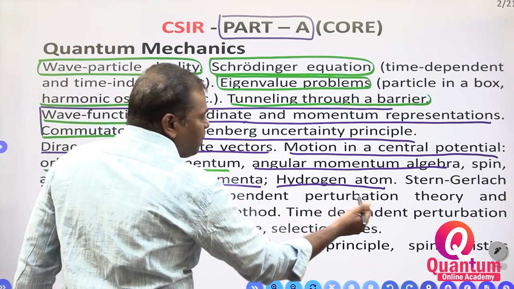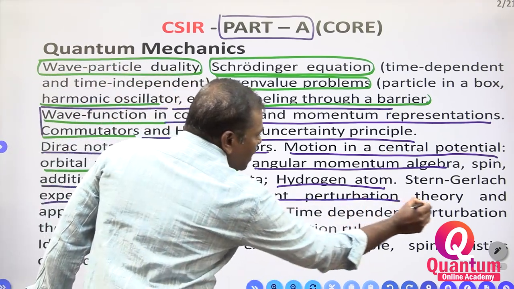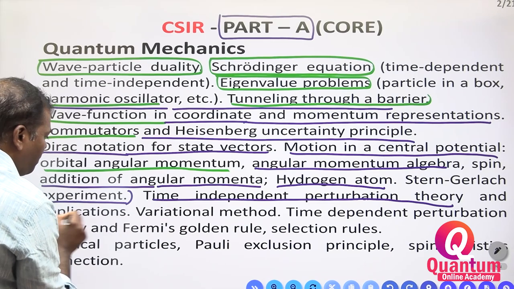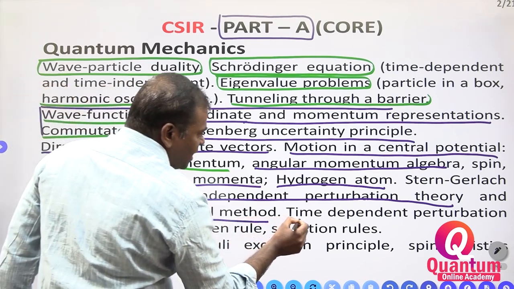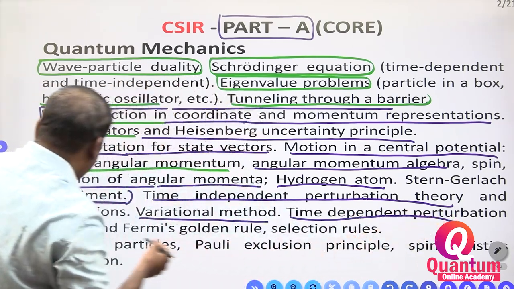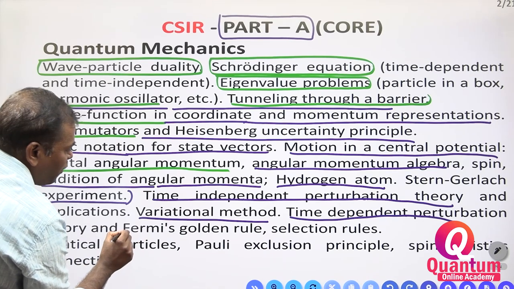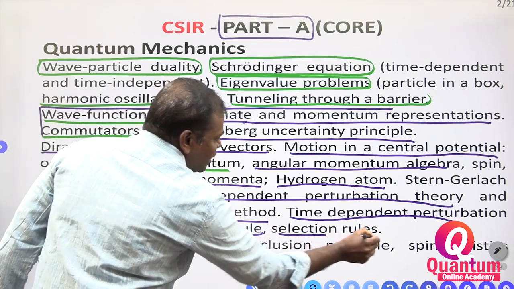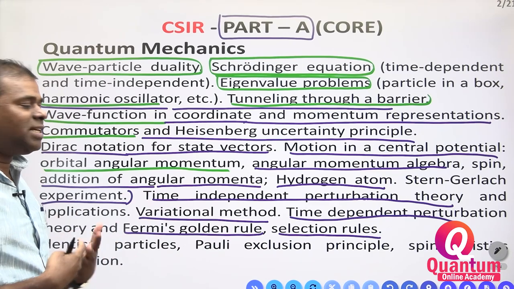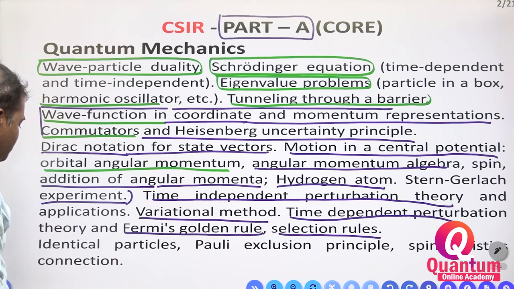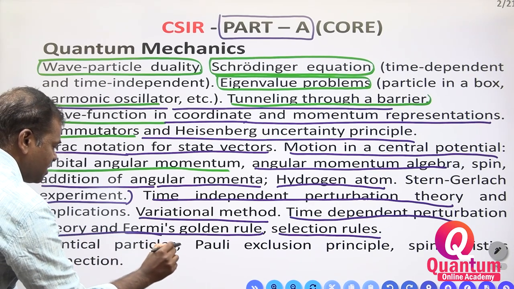Next, time-independent perturbation theory and applications. Variational method. Time-dependent perturbation theory and the Fermi golden rule. Selection rules. The Fermi golden rule and selection rules also you have to learn. Next, identical particles. This is very, very important.